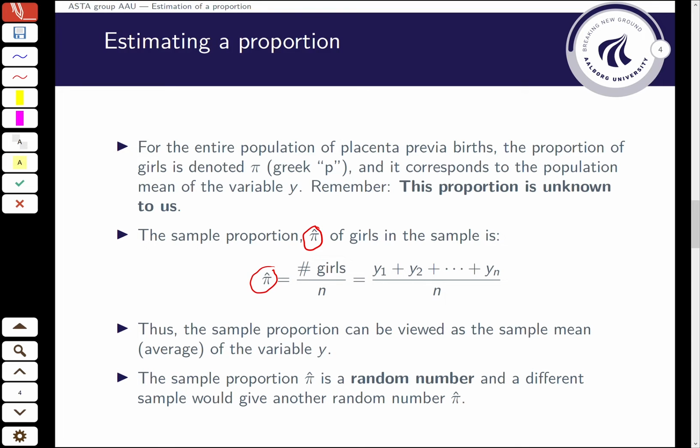And we really have to think about the fact that this pi hat is depending on the specific sample that we're looking at. If we get a new sample, we get a new pi hat, we get a new number of girls that are in that specific sample.